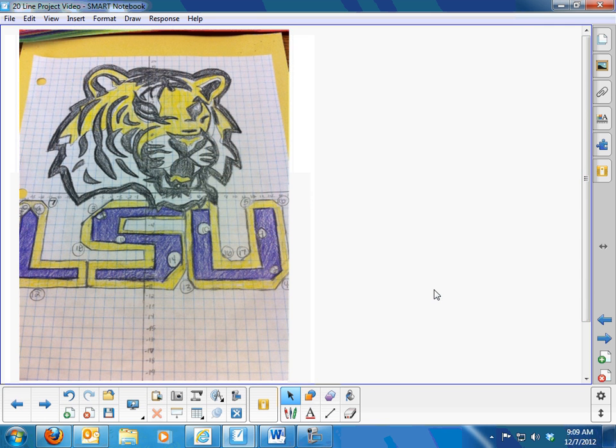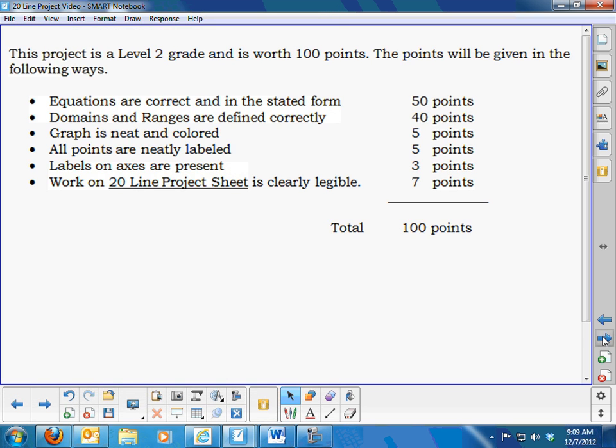Here's an example of someone who is a big LSU fan. They did the LSU Tiger. Again, all of their lines are down here in this lower portion of the picture, which is just fine. But again, it takes up a majority of the page. It's neat. All of her equations were numbered here, so when I graded this, I could see exactly which line she was talking about. This project is a level 2 grade, as I stated.